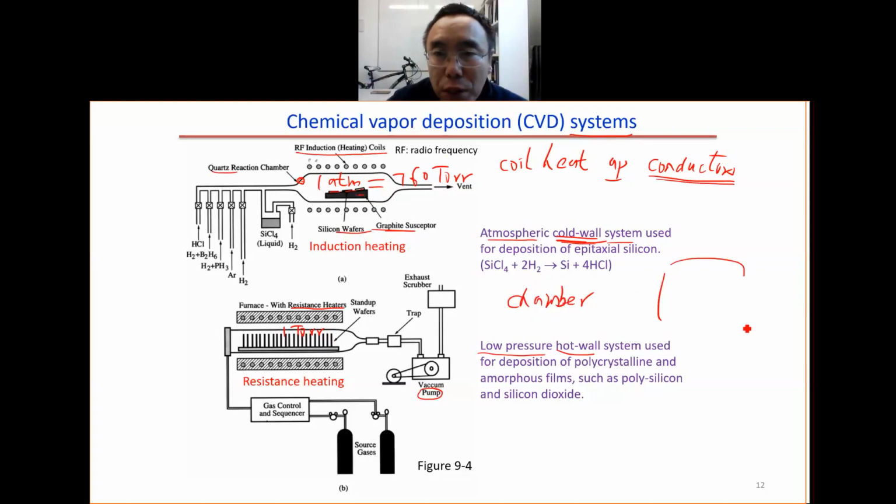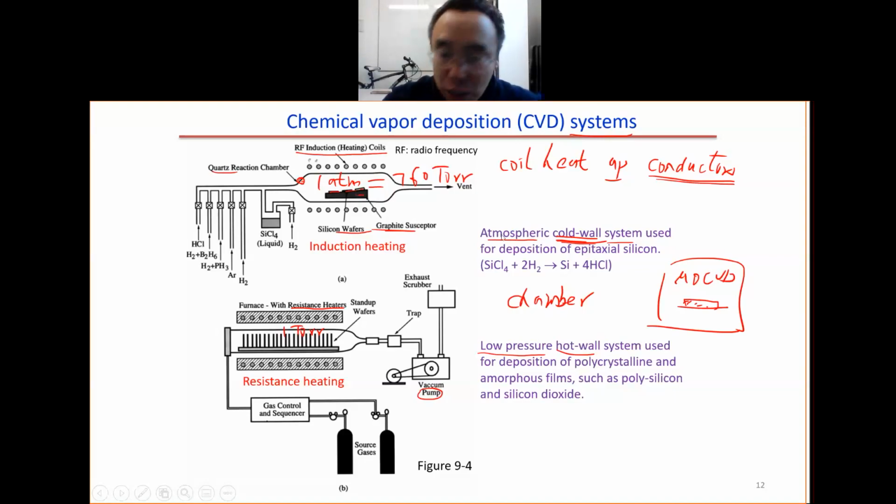So we can also use the chamber. We put the wafer here. This is the case for the MOCVD, metal organic chemical vapor deposition. We will talk about metal organic chemical vapor deposition later on. So this is a chamber. Those are the tube furnaces.